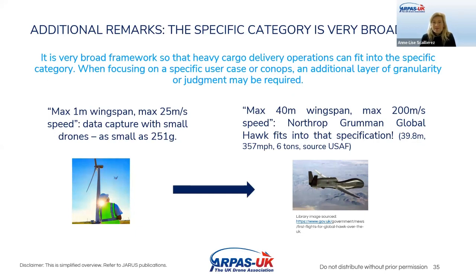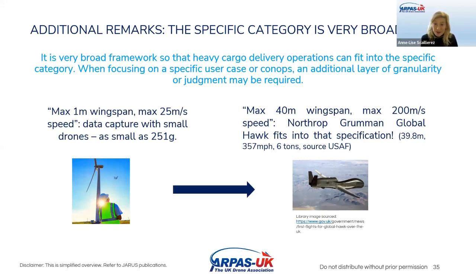The first remark is that the specific category is very broad, and probably it's because the idea is to allow as many operations to fit into the specific category as opposed to the certified category. If you look at the final band in terms of UAS characteristics in meters and maximum speed, well, actually a 40-meter wingspan, maximum 200 meters per second speed, yes, Global Hawk fits into that spec. And that is a big bird, by 6 or 7 tons.